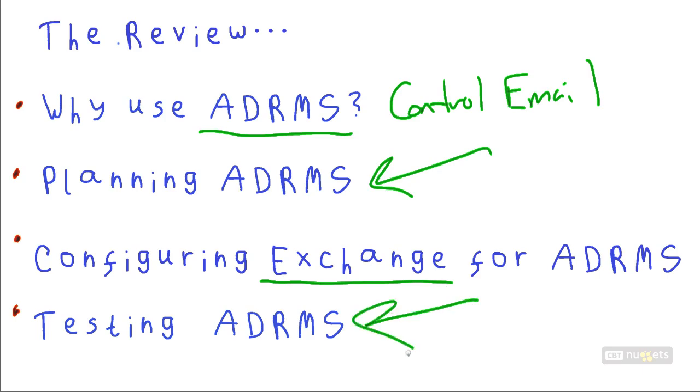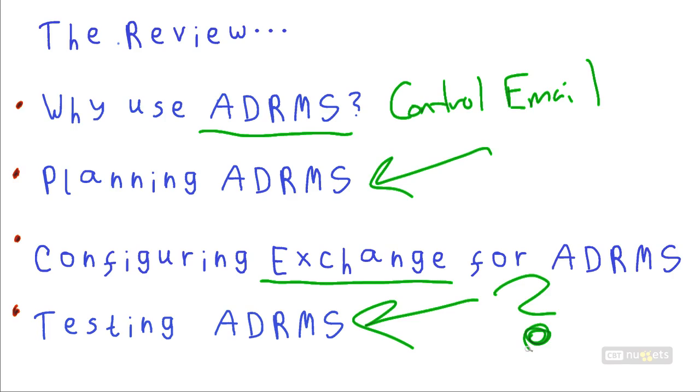Now, what do you do from here? What's next? Well, now that you have individual mail protection with ADRMS, now's when you want to start planning what else you want it to do. Again, this is going to require that you have an expert with ADRMS and yourself working together to create some templates and decide on what else you want to be able to control with ADRMS.